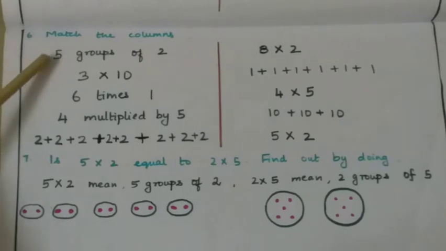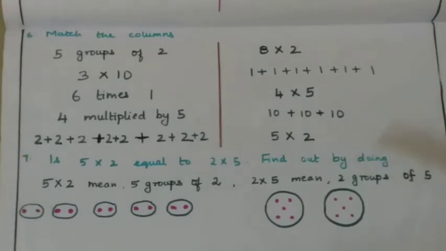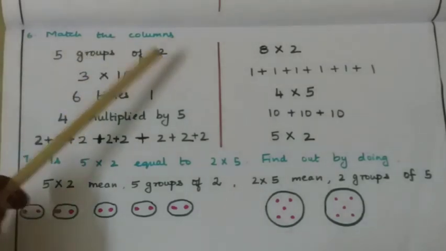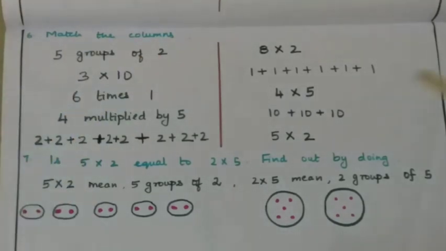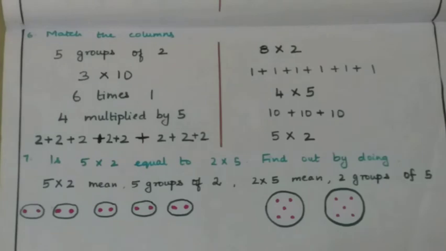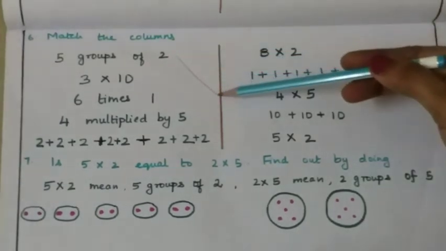Now you can move to the next activity where the child needs to match each of the rows on the left side with the rows on the right side. If you take the first one, it is 5 groups of 2. So your child needs to check which of these will match with the first row of the left side. So your child needs to match the first row with this last one.